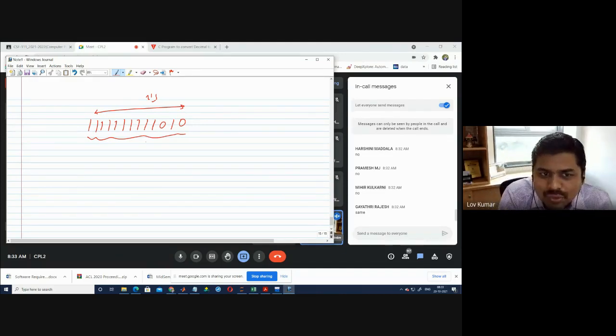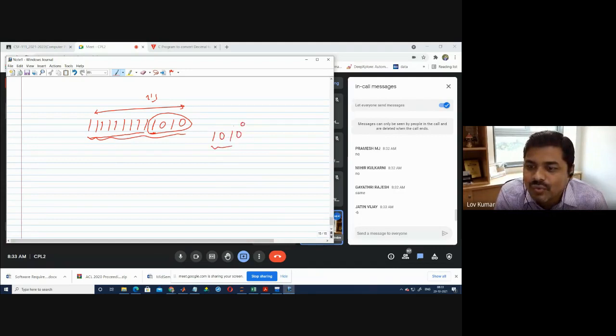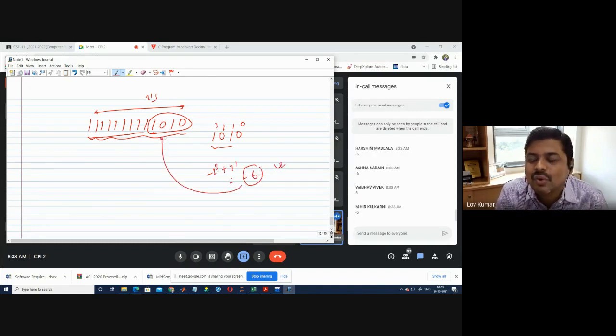Can we say this is the 1, where after this all the values are 1? Now we have to only consider up to here: 1 0 1 0. What is the value of this number? Positions 0, 1, 2, 3: minus 2 to the power 3 plus 2 to the power 1. What value are we getting? Minus 6 is the right answer. This is the representation of minus 6.